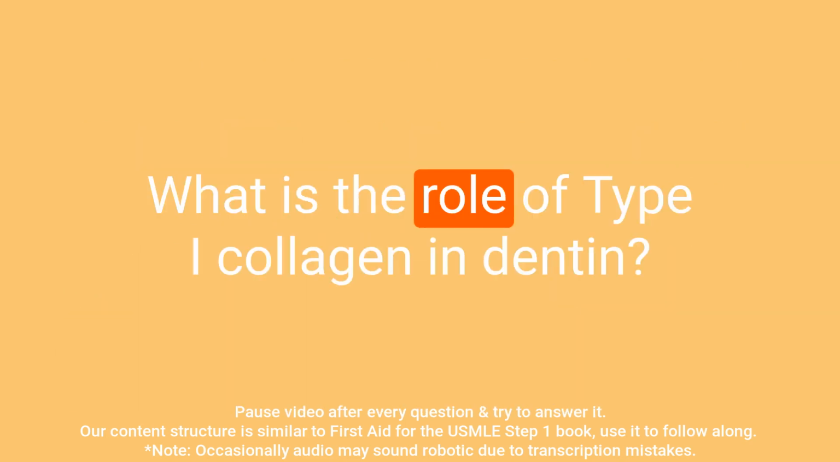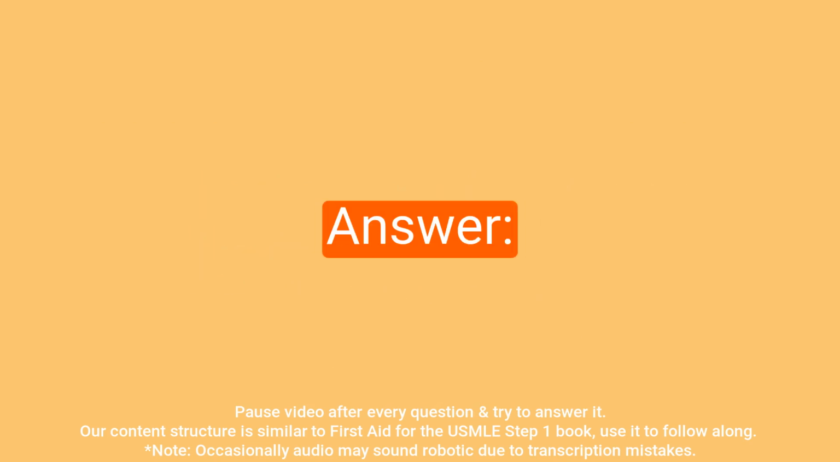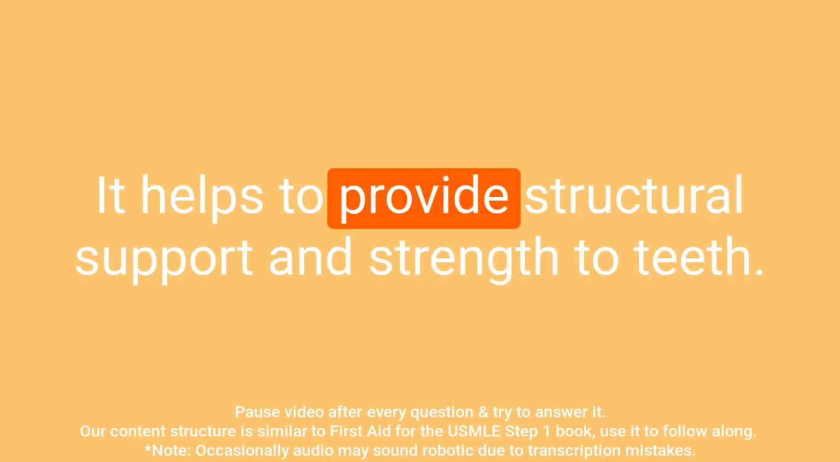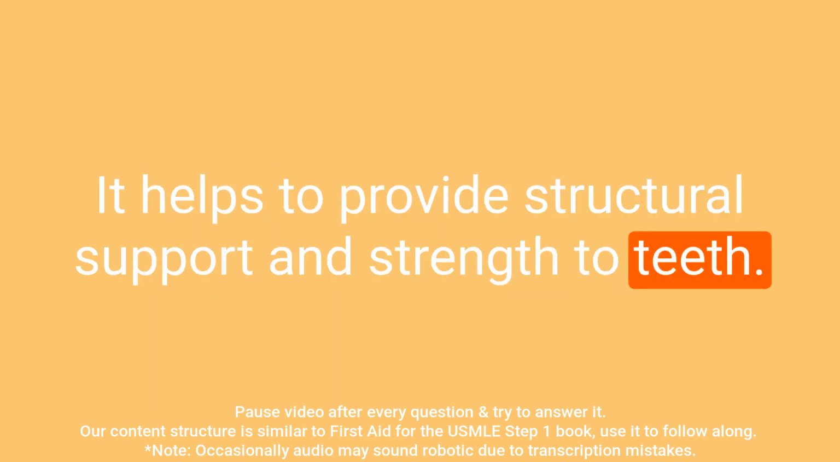Question: what is the role of type I collagen in dentin? Answer: type I collagen is one of the main components of dentin, a hard tissue found in teeth. It helps to provide structural support and strength to teeth.